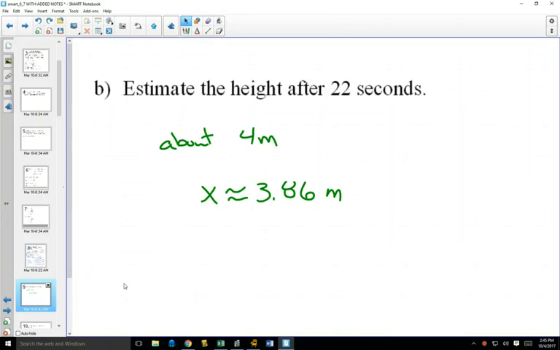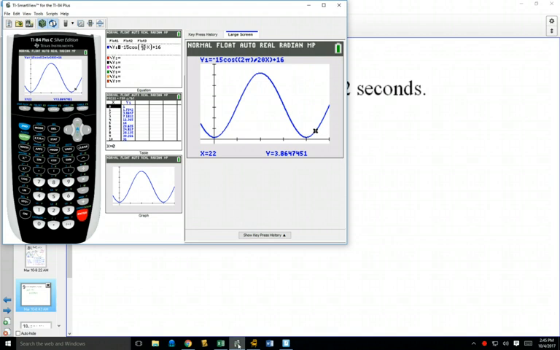And the nice thing about your calculator is once you've done that once, you can keep putting different numbers in just to check, oh, that's where it's at 15. What about at 12? There it's at 12. And you can type different things.